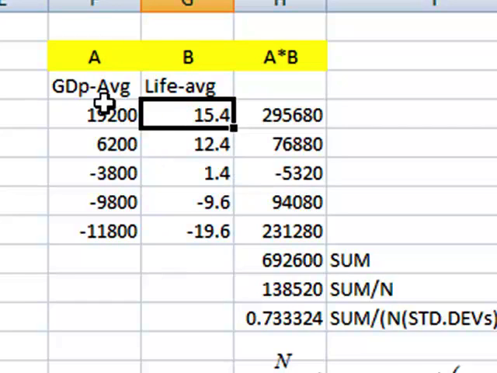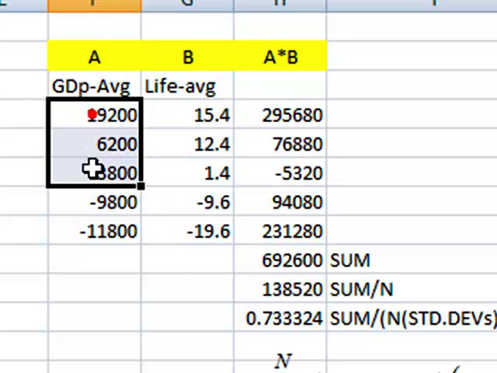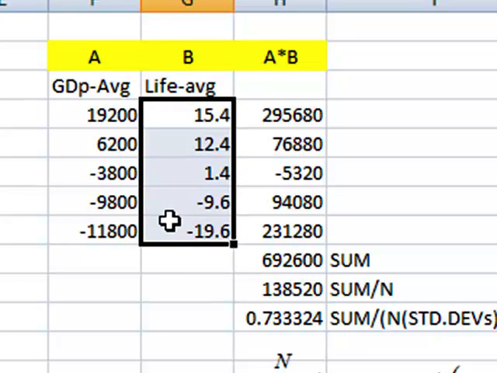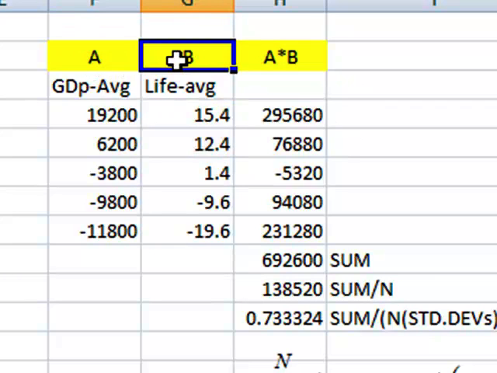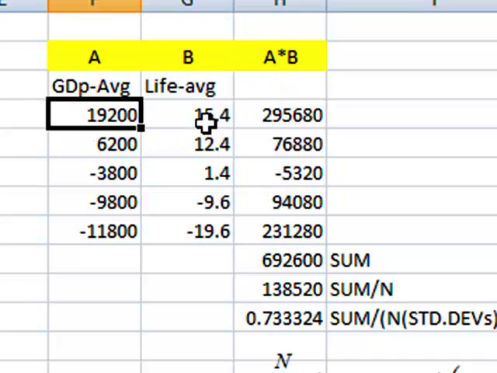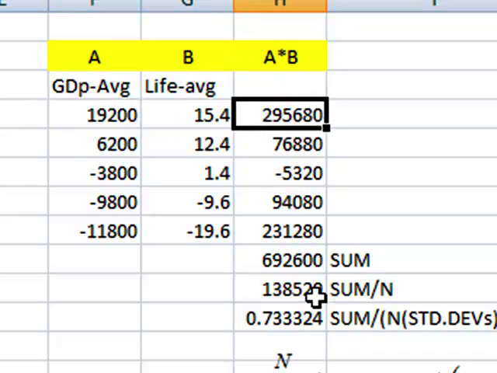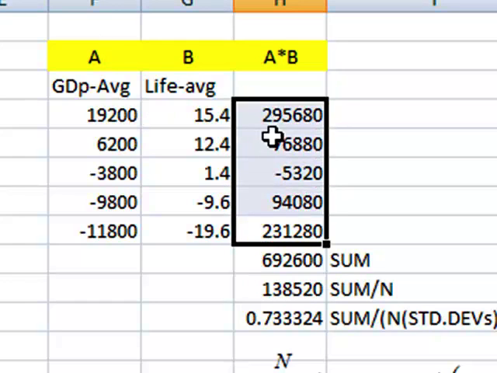And then once I have got these values here, this is xi minus x bar, and this is yi minus y bar, I have to multiply these two. So I multiply these, and I get this. I call this variable a, and this b, and I multiply a times b. So this multiplied by this, and I get 295,680, and I repeat it for all the observations. And here's the a times b, and then I have to sum it.